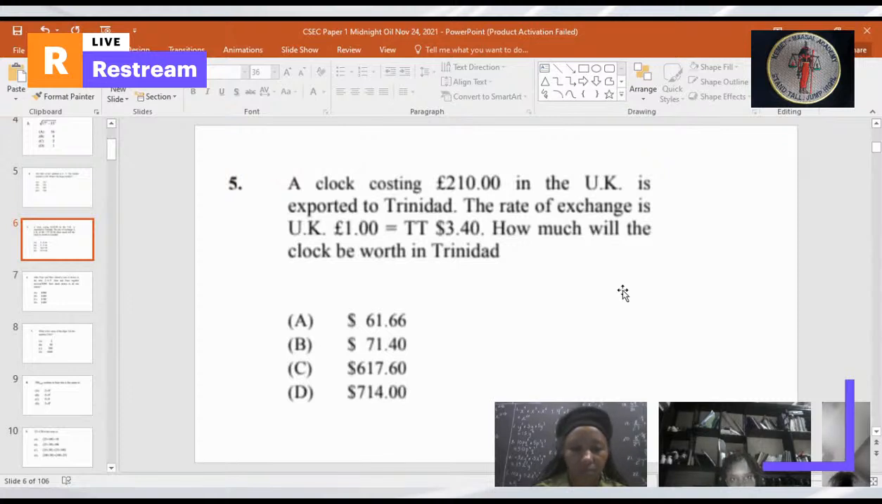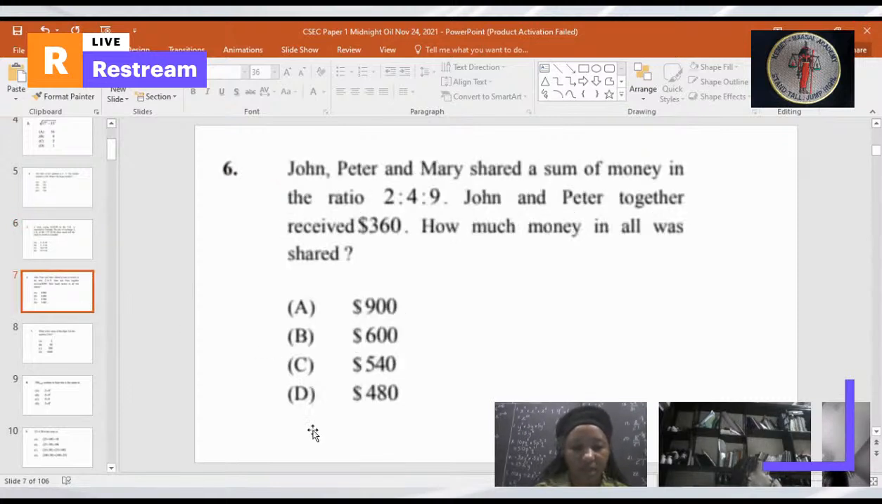So Miss, would it be D? You'd have to tell me how you get that. Oh, now Miss, it's D. Since £1 is $3.40 Trinidadian, you multiply 210 by $3.40, and you get $714. Correct. All right, Imani, 6.